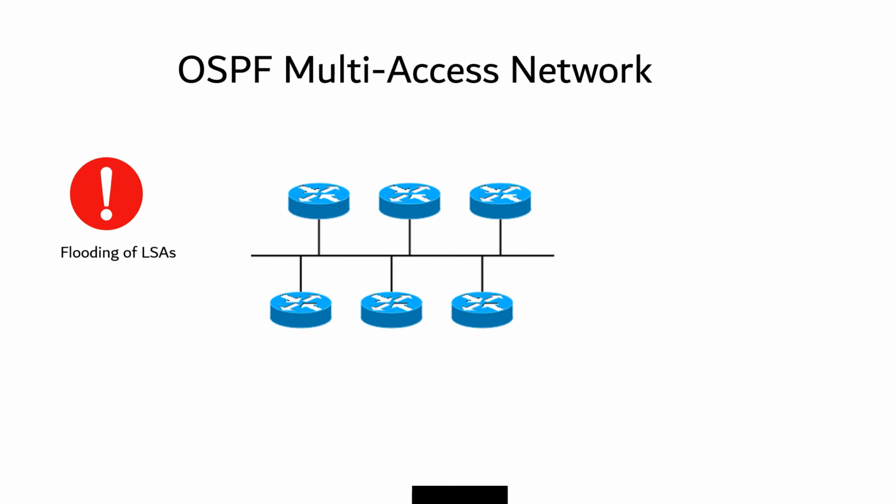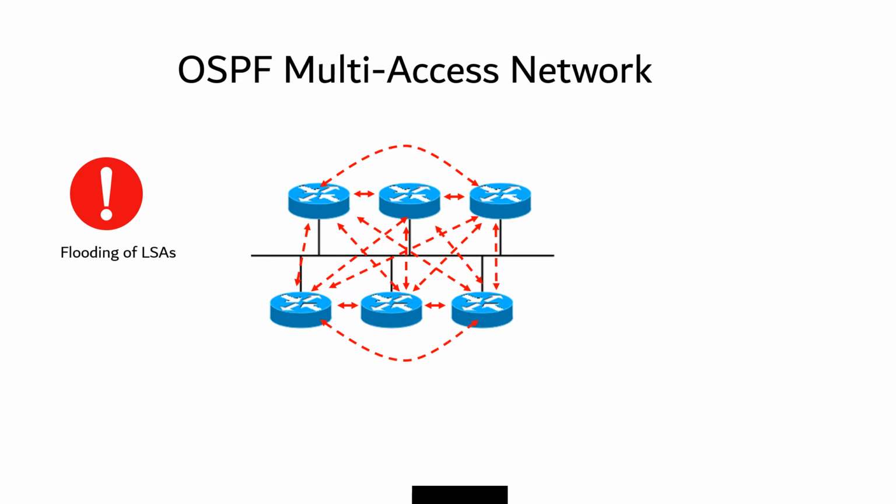A multi-access network is a segment where we have more than two routers, or you can say it's a broadcast network. Here the OSPF router need to exchange routing information with each other. So every router on the network would need to establish a neighbor relationship with every other router, resulting in a significant amount of OSPF control traffic. So it will create an excessive control traffic.